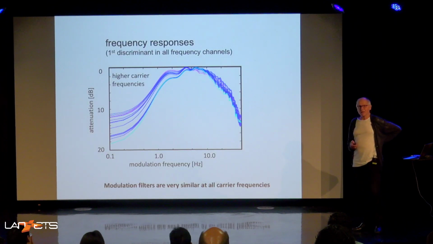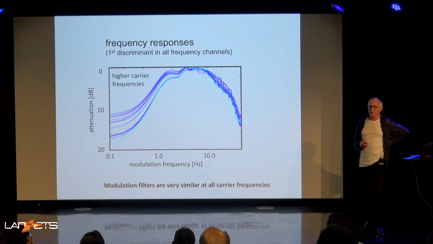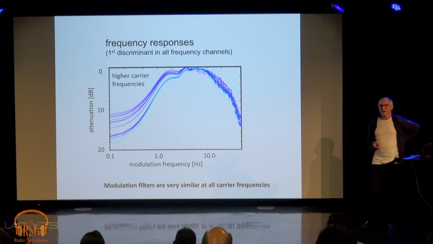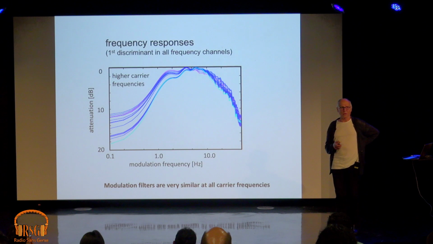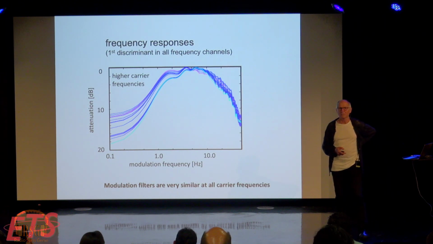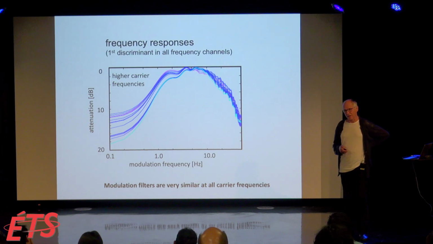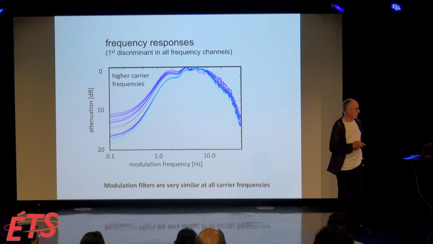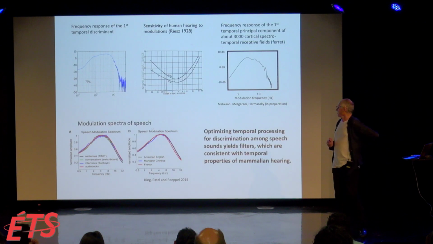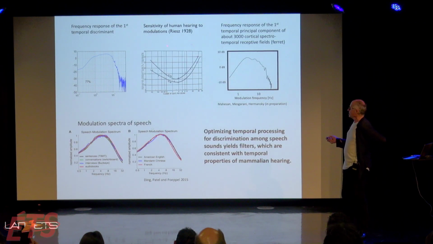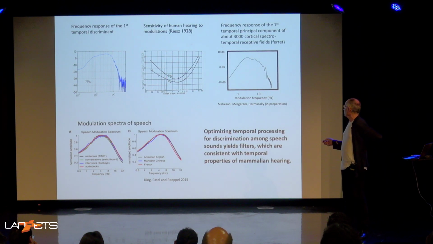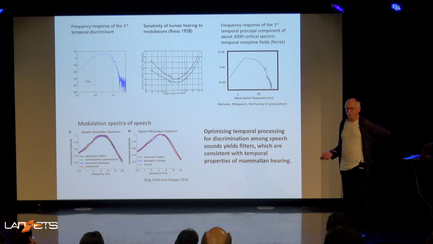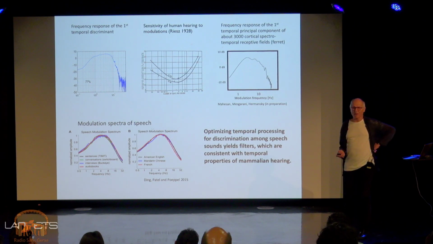Interesting thing is that we are getting very similar filters at all frequencies. So it's not like the high frequencies like high rates of change, lower frequencies, slower rate of change. Pretty much every filter says you better keep the changes between 1 and 10 Hertz. What is interesting about that? Again, it has been known since 1928 that human hearing is most sensitive in the range between 1 and 10 hertz. Those were very early experiments from the laboratories.